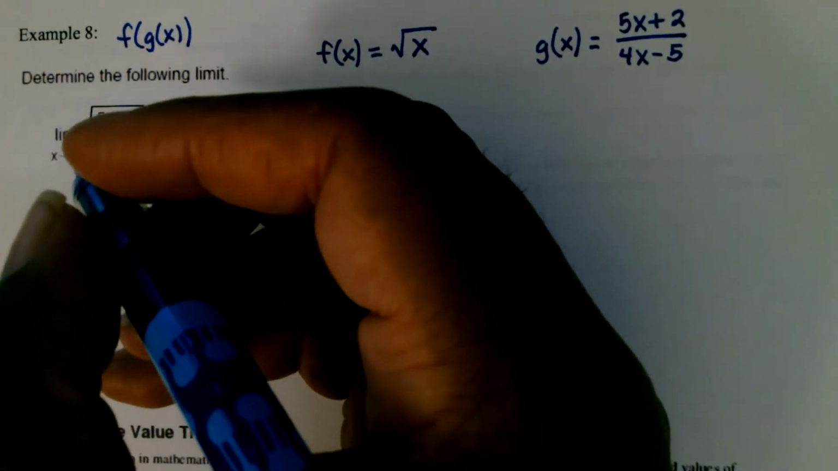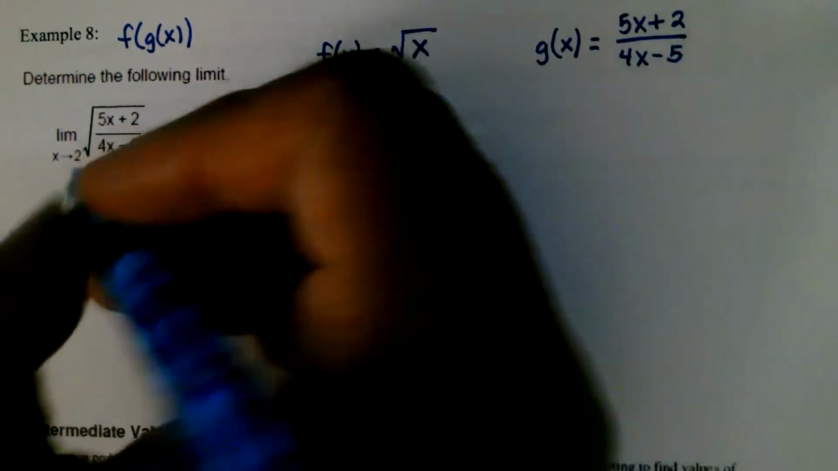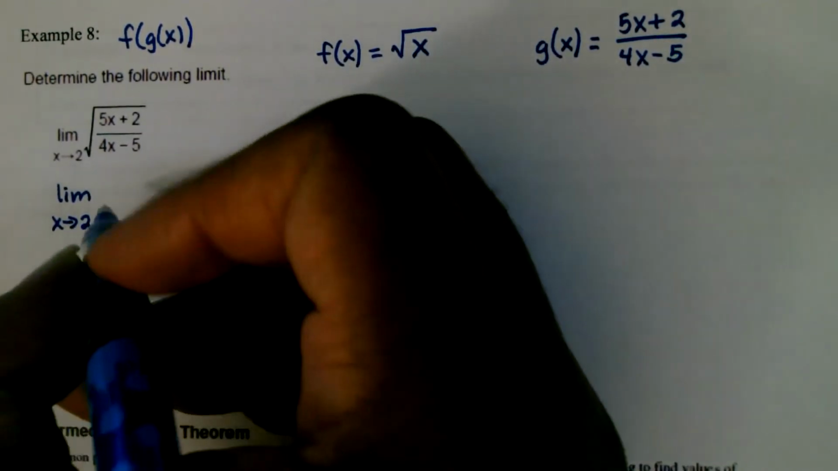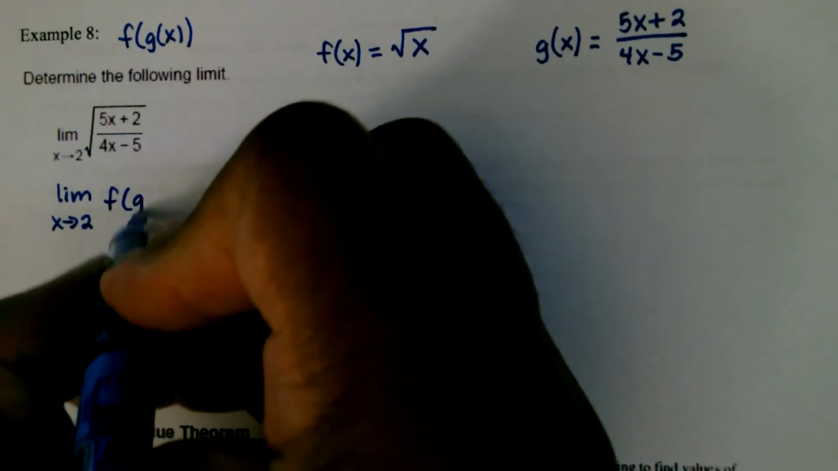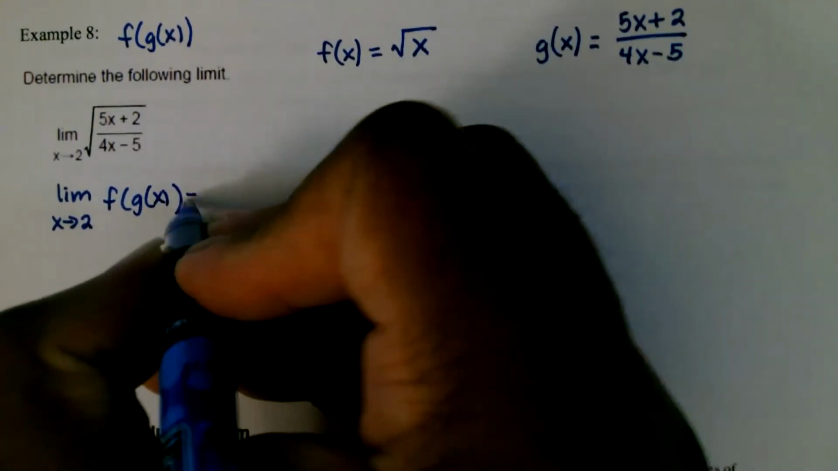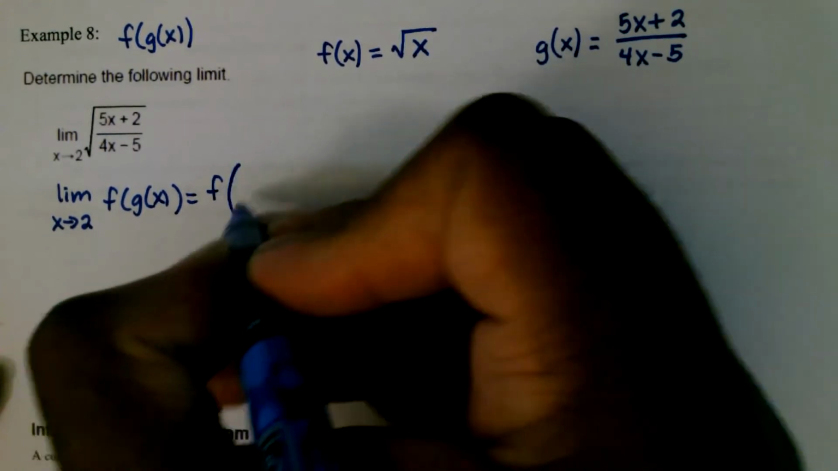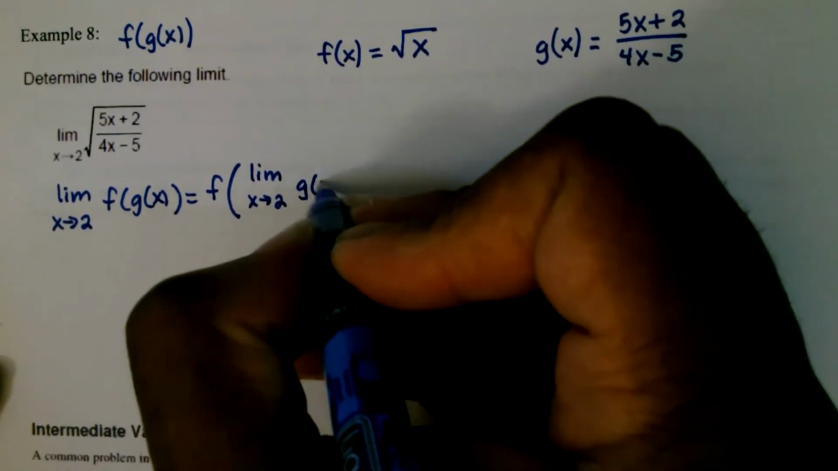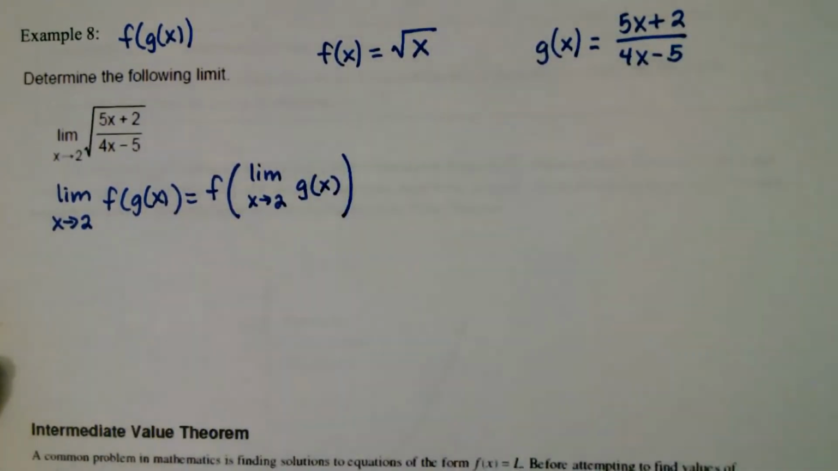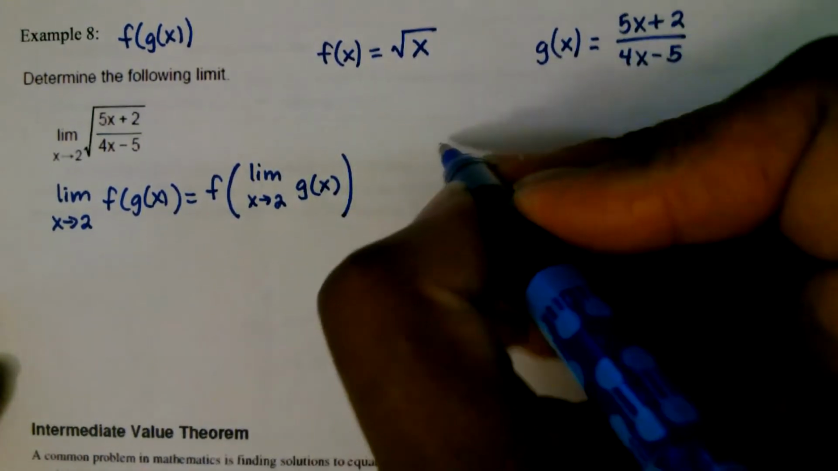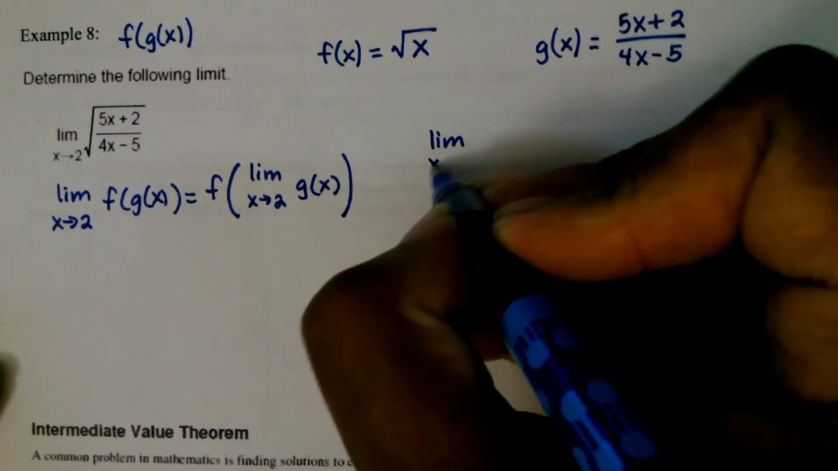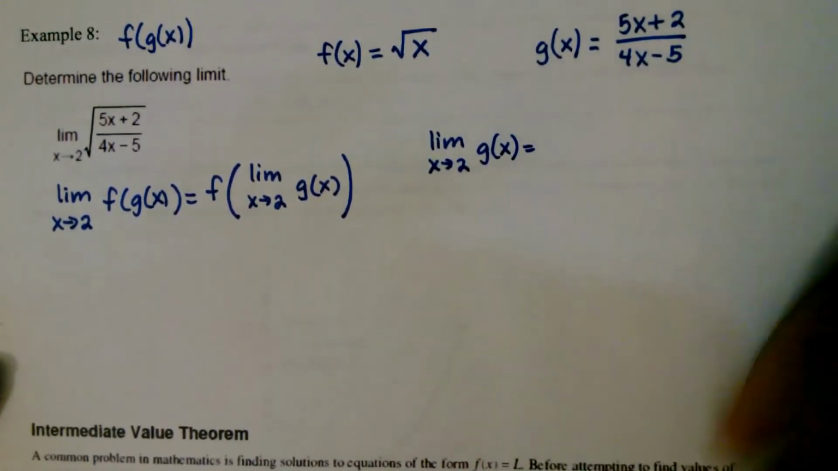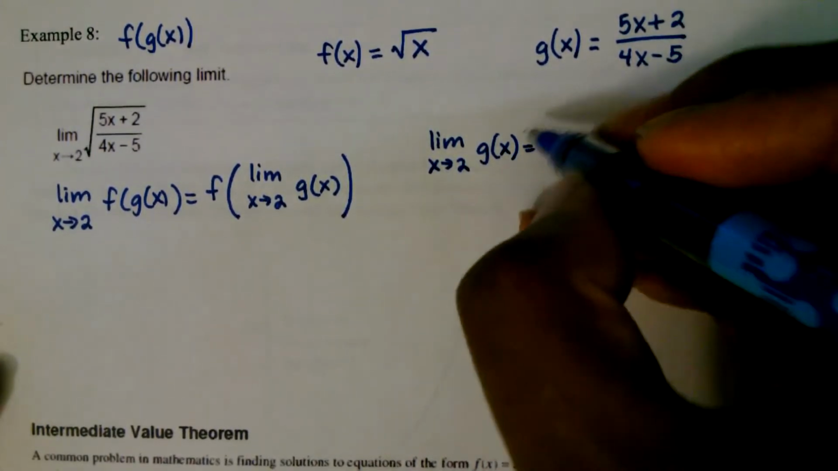All right, so now I'm ready to take the limit as x approaches 2 of f of g of x, which is the composite function. That means I can do f of the limit as x approaches 2 of g of x. First of all, let's take the limit as x approaches 2 of g of x. Start with that. And my g of x is that 5x plus 2 over 4x minus 5.